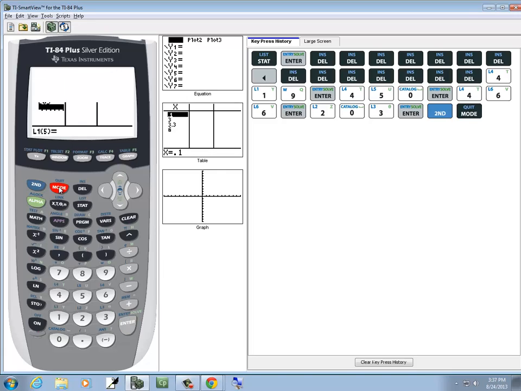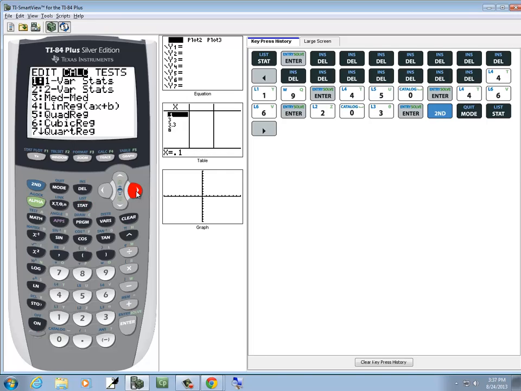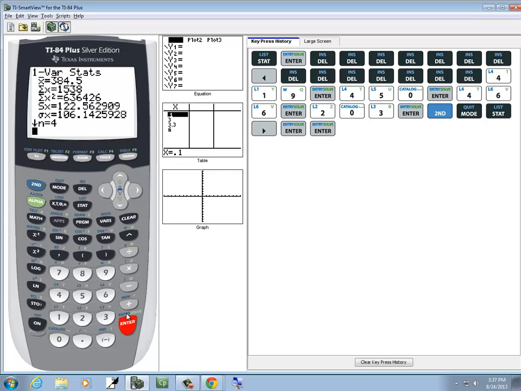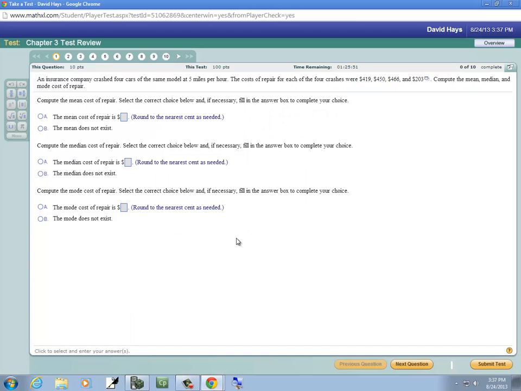Now they're wanting us to compute the mean, so if I exit out now, do second mode, which exits you out of anything, and I press stat, and I right arrow to calc, and one of our stats is already selected, or highlighted, so I'll do enter on it, and I'll do enter again. The X bar is our mean, so 384.5.